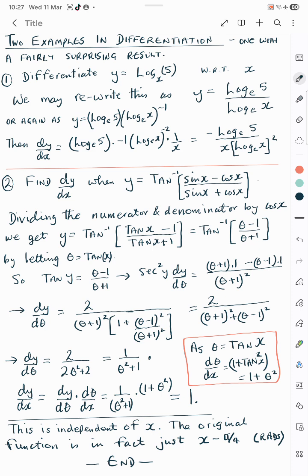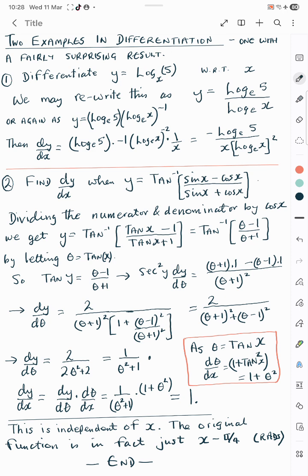And so differentiating with respect to theta, we will get sec squared y times dy/d theta equals, and now using the quotient rule for differentiation, we have on the numerator (theta plus 1) times 1 minus (theta minus 1) times 1, which is over (theta plus 1) squared. And then dy/d theta quite easily boils down to 2 over (theta plus 1) squared. And I've taken this, divided both sides by sec squared y, which is 1 plus tan squared y.